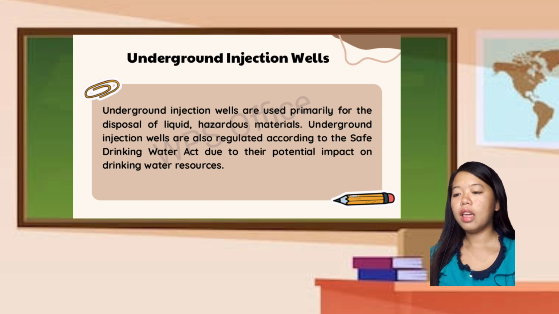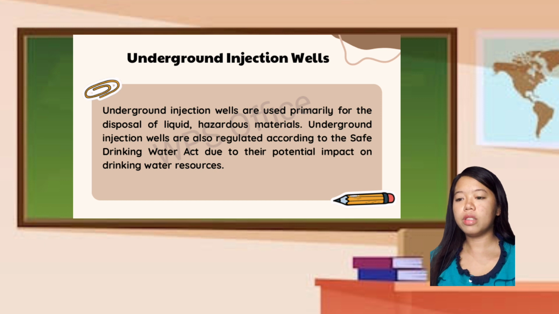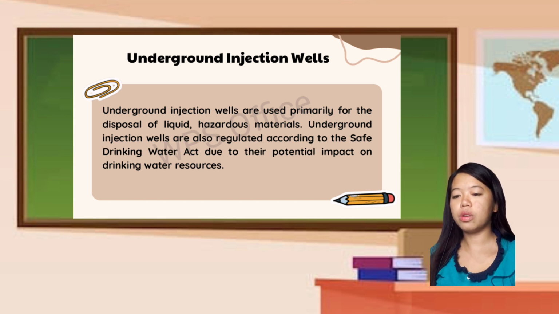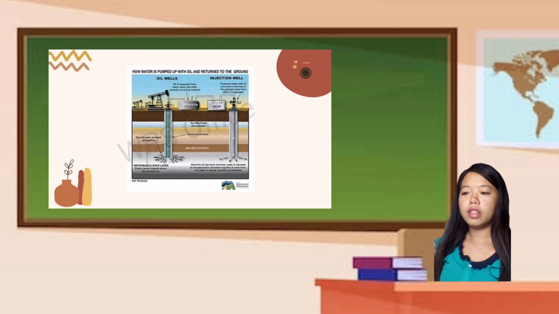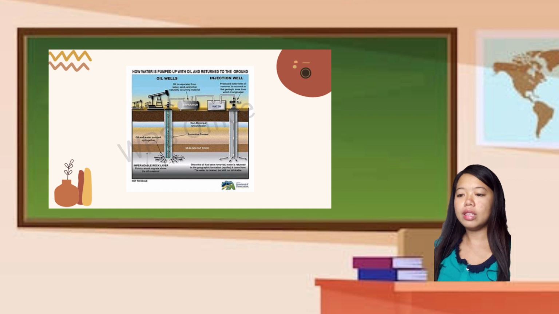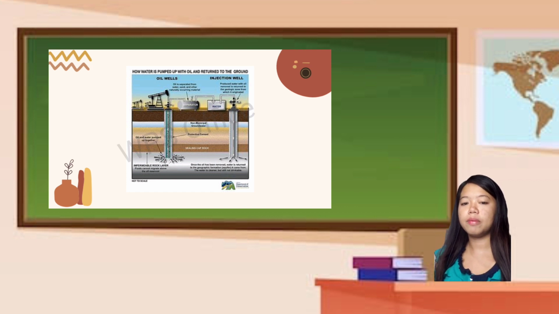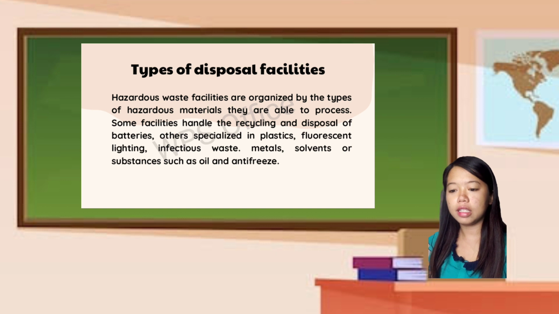Underground injection wells. Underground injection wells are used primarily for disposal of liquid hazardous materials. Underground injection wells are also regulated according to the Safe Drinking Water Act due to their potential impact on drinking water resources. These wells are like big straws that go down into the earth. We carefully pump the liquid waste down through these straws and into special rock layers deep below the ground. These rock layers act like a natural barrier, keeping the waste isolated and preventing it from mixing with our clean drinking water sources.